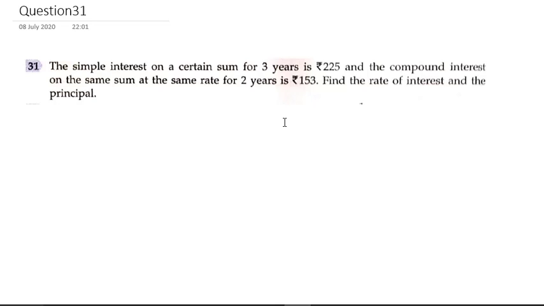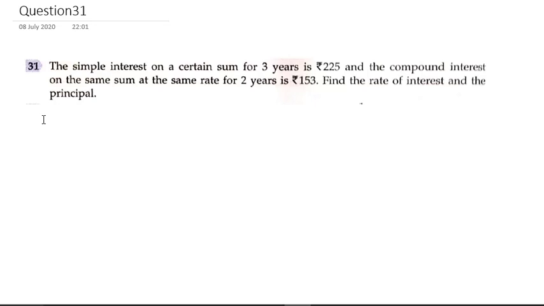This is Rajesh. In this lecture we are going to solve question number 31 to 34 from the topic compound interest from ML Agrawal book. Now question number 31 is: the simple interest on a certain sum for 3 years is 225 and the compound interest on the same sum at the same rate for 2 years is rupees 153. Find the rate of interest and the principal.